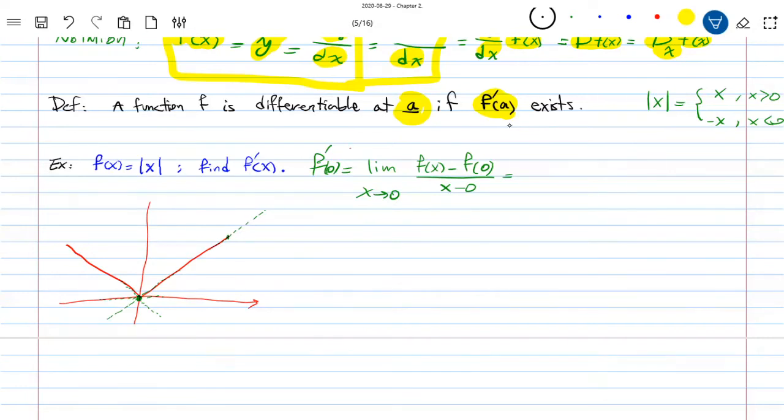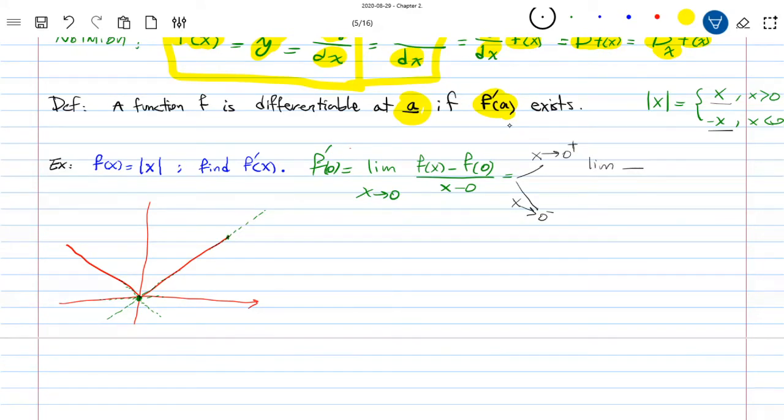Okay, so here, what is the f prime function? Let's calculate the limit of f of x. What is f of x? f of x depends on the value of x. So it could be either x or negative x. So I'm going to break up the limit into two parts and say, okay, I'm going to assume x approaching 0 from the positive side and x approaching 0 from the left side. And in each case, I'm going to calculate the derivative.